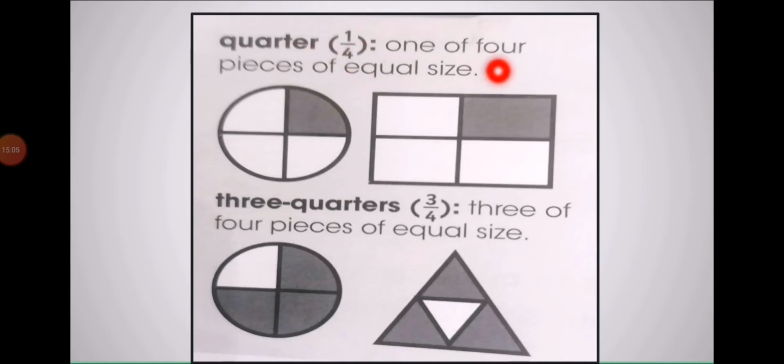Quarter, 1 by 4, one of four pieces of equal size. You can see there are two shapes, circle and rectangle. The circle is divided into four equal parts. This whole is divided into four equal parts. You can see 1, 2, 3, 4. They are equal in size. So 1 is shaded here. It means we are taking out one part out of 1, 2, 3, 4.